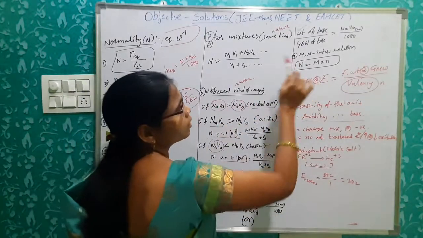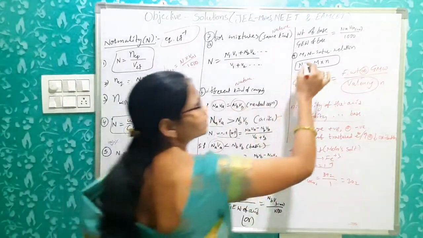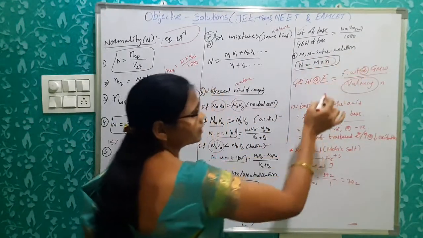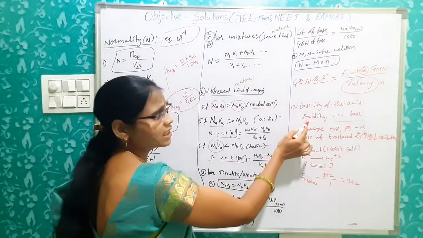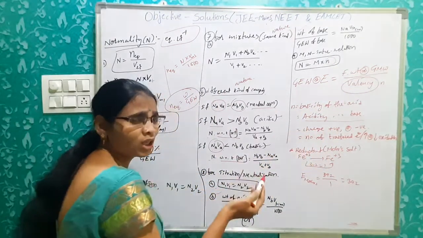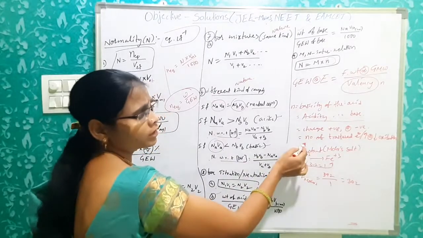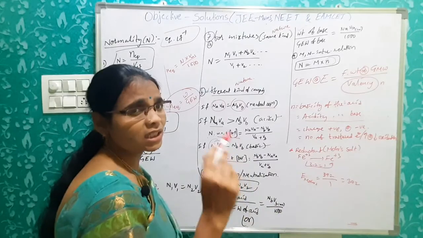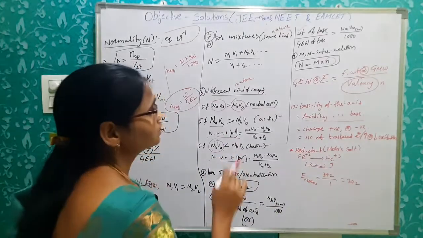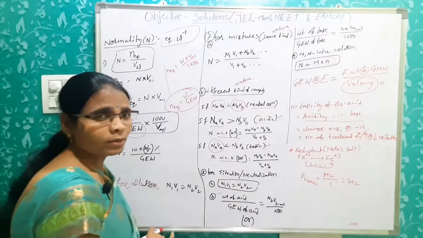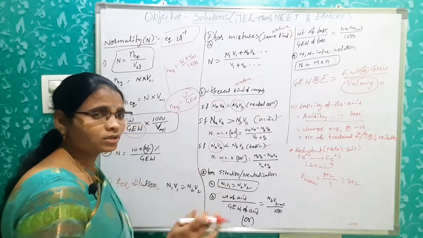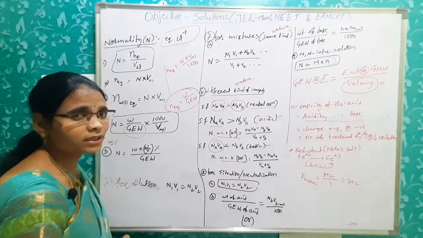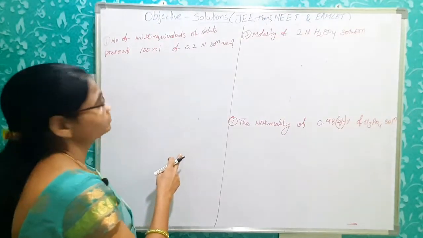Clear? Now the molarity and normality interrelation. Normality is equal to molarity into n. Here n means the basicity of an acid, the acidity of a base, the charge on the cation or anion for salts, and the number of electrons transferred, that is the decrease in oxidation number, for oxidants or reductants. Clear? So these are the important formulas for normality. Okay, let's do some important objective bits on normality. Clear? Let's start.